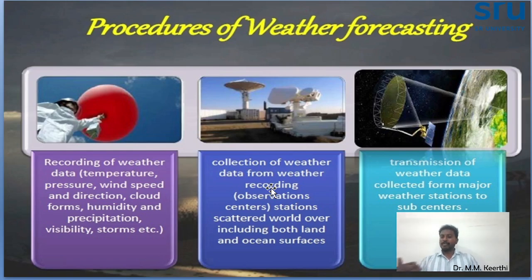This includes land observatories and ocean surface observatories. We need to collect the data from everywhere. After collecting the data, we have to transfer the weather data to the weather station and to the sub-centers. This is the main thing. From there, it will again be forecasted to the general public, farmers, and weather forecasters. So everyone who needs weather forecasting details will get the benefit. This is the procedure: first recording, second collection and transmission of the data.